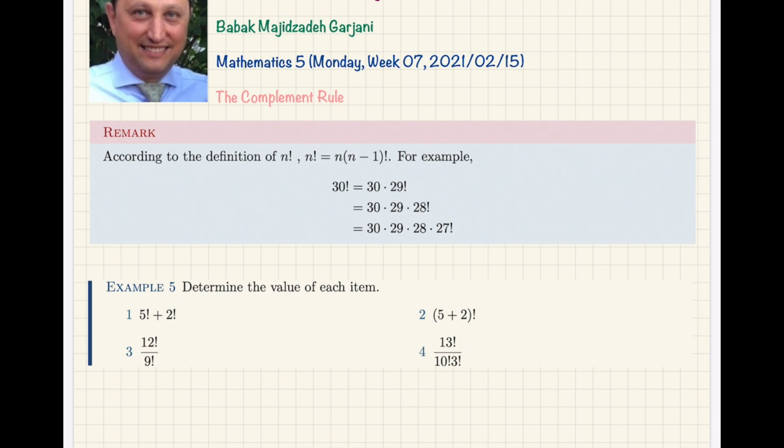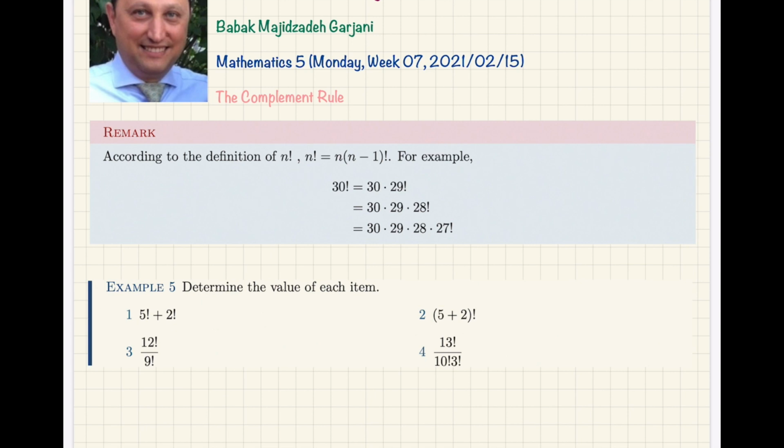So one important property I have written in this remark, I want you to know about that. Any factorial can be written as n multiplied by the previous factorial, and it depends how many times you want to use this. For example, I can write 30 factorial to be 30 multiplied by the previous factorial.